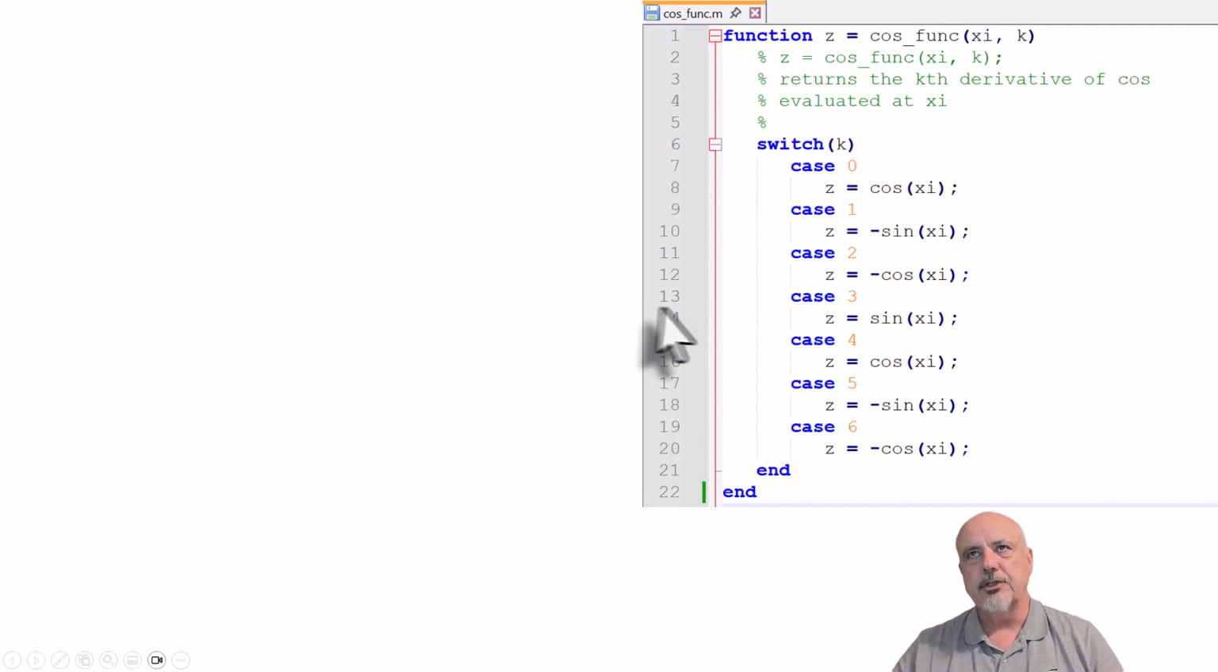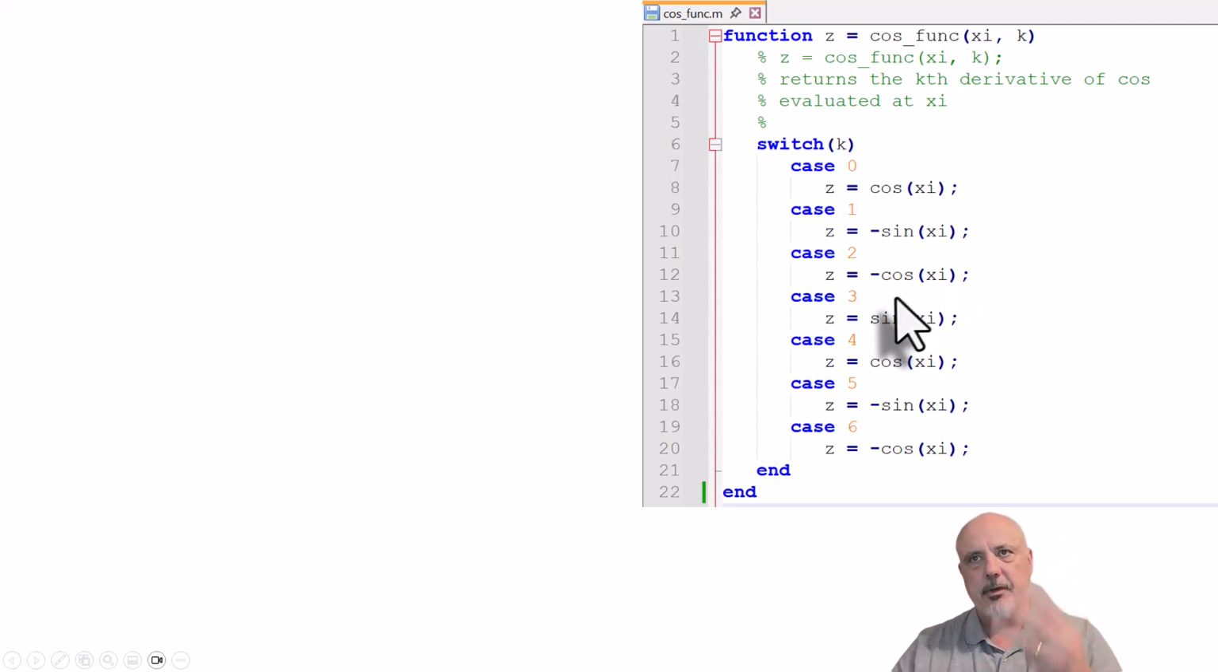Okay, so here's my cos function, and you can see that this works like this: you bring in the home or reference position x sub i, and you give it a second input. That's the derivative that you're looking for. Let's say the derivative I'm looking for is 0. Well, it's going to switch on 0, and it's going to return the cosine of x sub i. All right, so that's one thing. If k is 1, it's going to be looking for the first derivative, and the first derivative, as you know, is minus sine of x sub i. If you want the second derivative, that goes to minus cosine of x sub i.